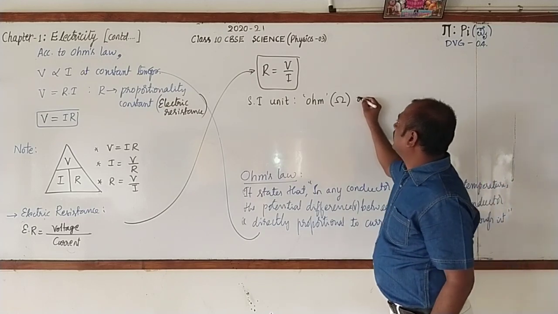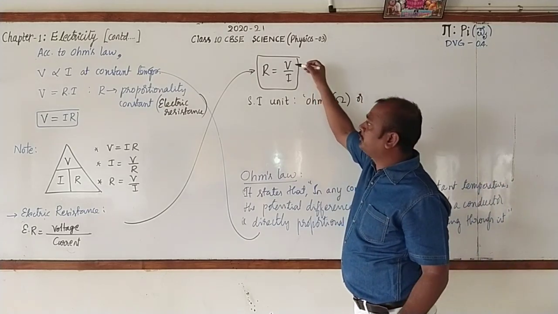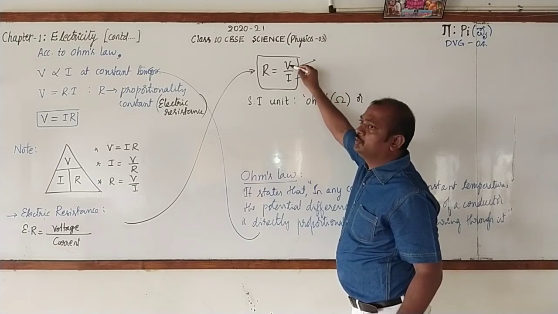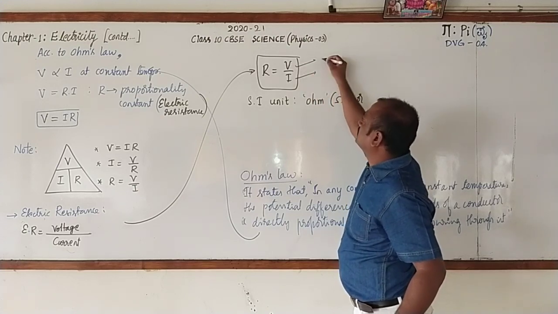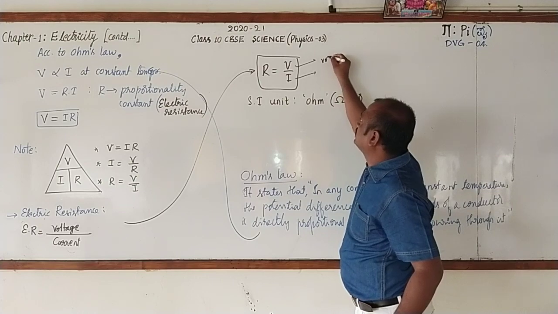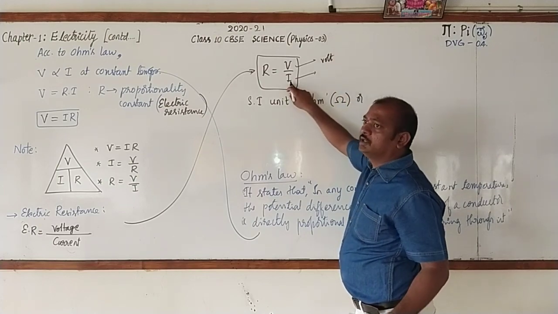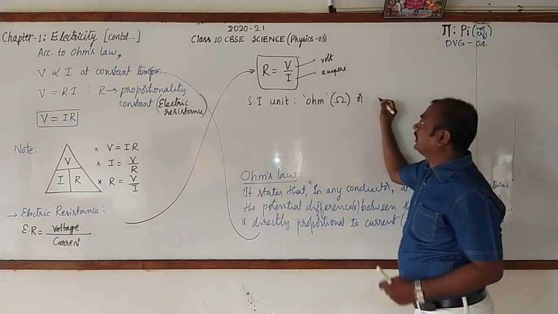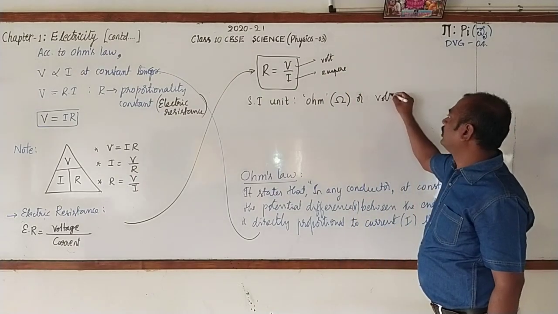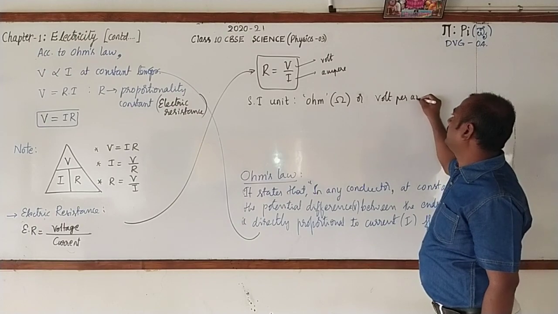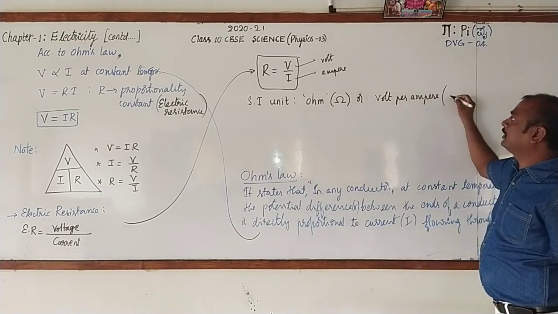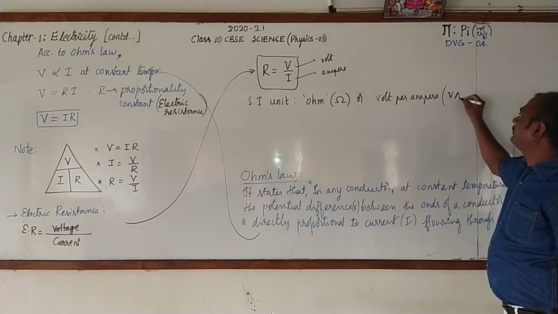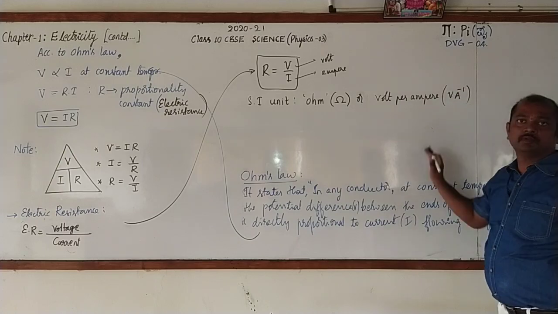Then the actual unit, when you use the formula, you get the actual unit. What is V? V is voltage. Voltage, its SI unit is volt. Then current, its SI unit is ampere. Hence we can write volt per ampere. And symbolically it can be written as V ampere inverse.